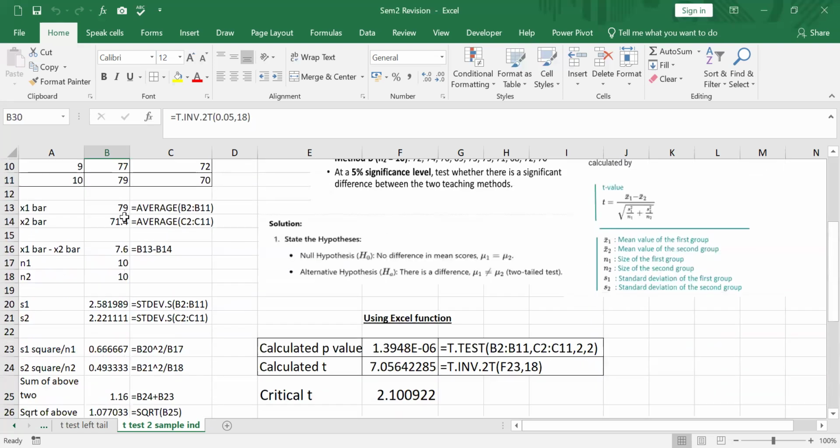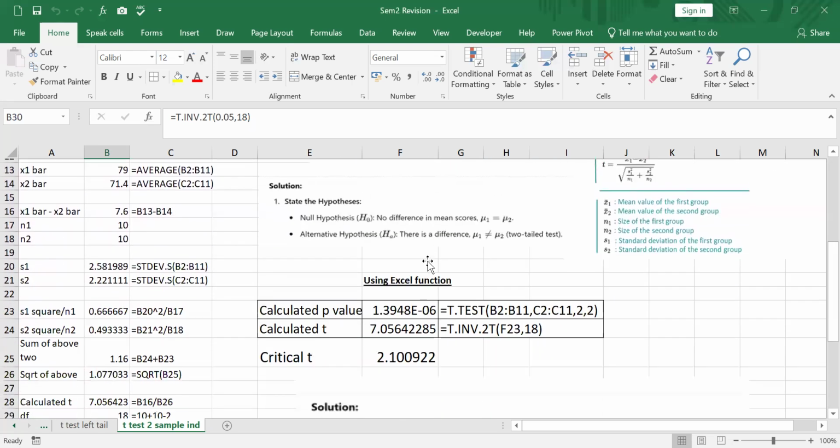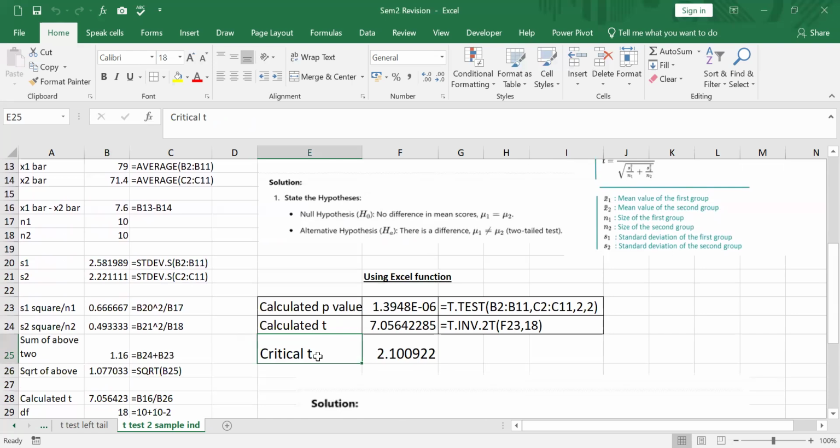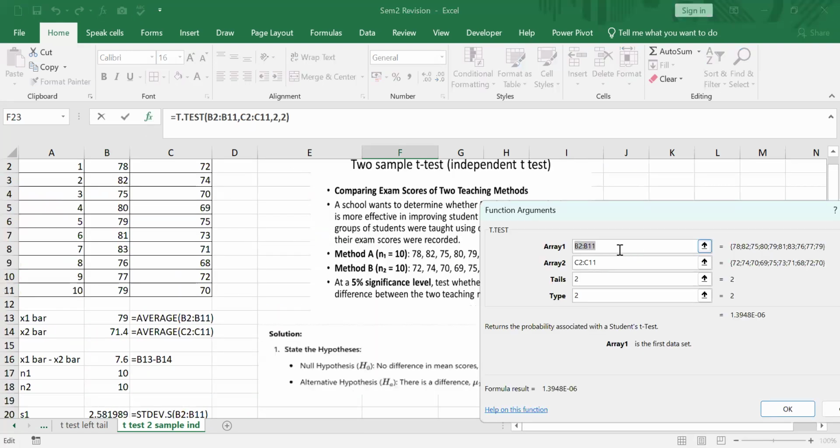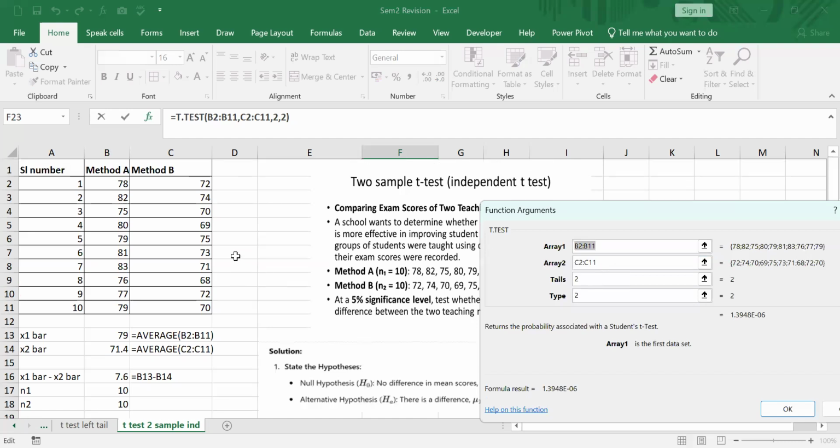We do not want to go through this method. The other method to calculate the t-value or the critical value: critical value, I already told you, is this formula. Now, there is a formula called T.TEST. It asks what is array number 1 and what is array number 2. Array 1 is this, array 2 is this. Tails equal to 2 because we are saying it is not equal to mu2, that means it can be less, it can be more, so both. And type 2, it stands for the kind of t-test.